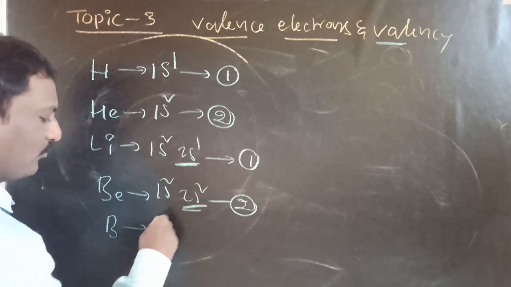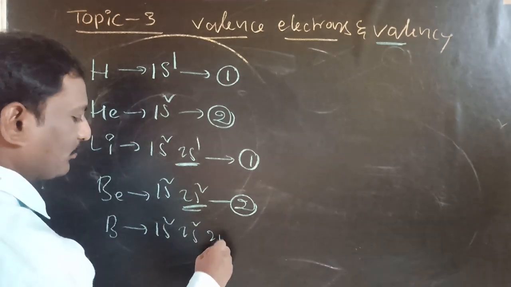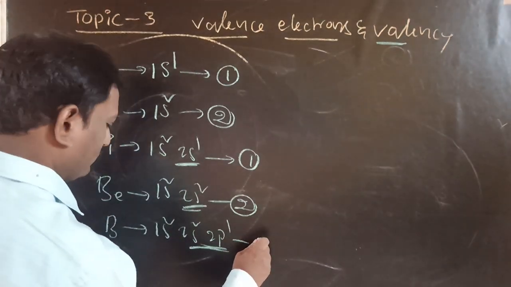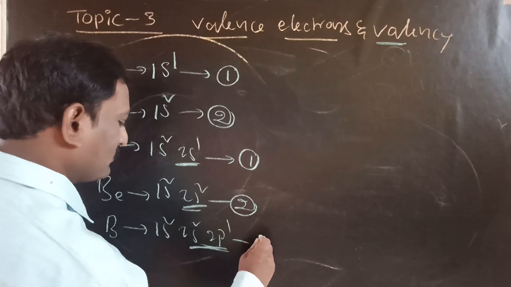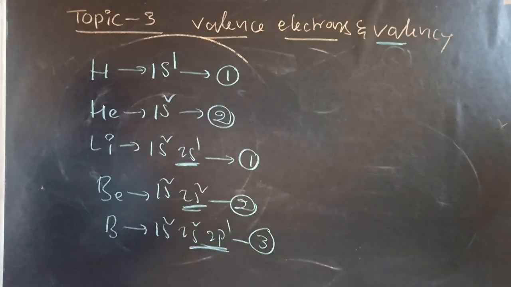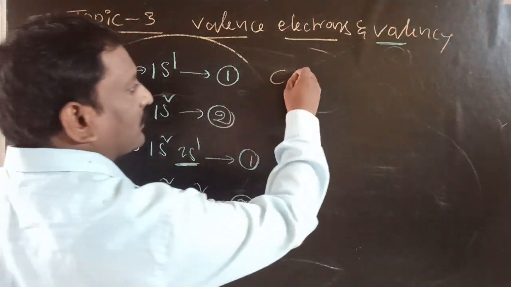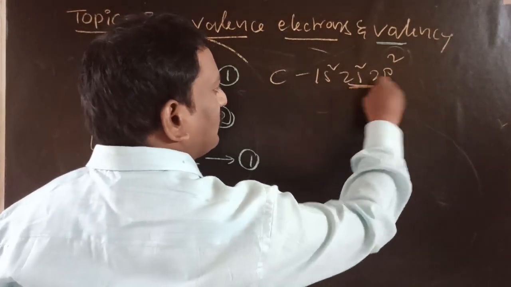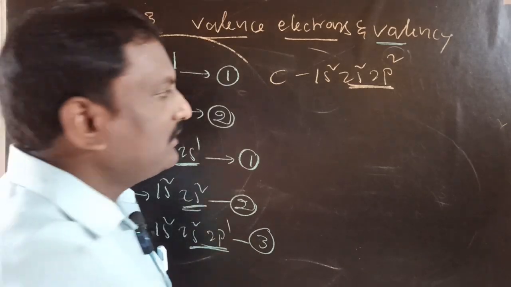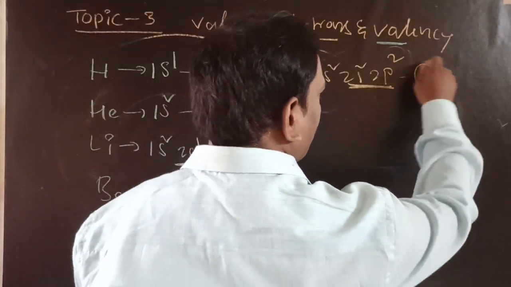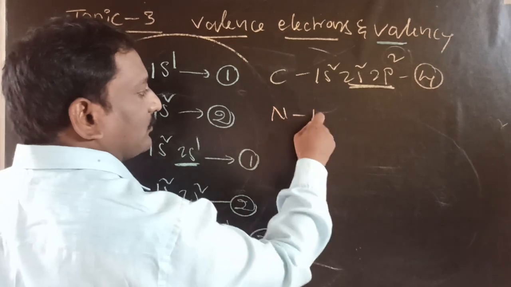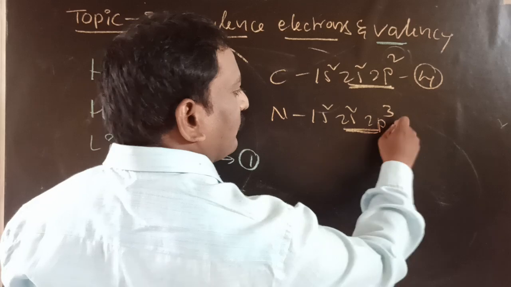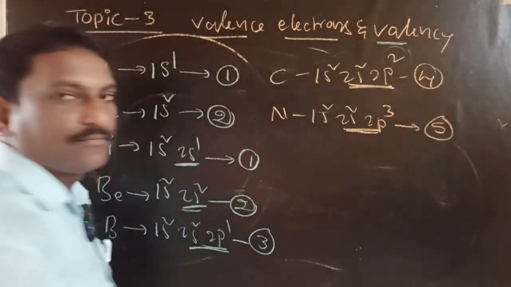Boron 1s2, 2s2, 2p1. So first shell, second shell. Valence electrons 3. Next, carbon 1s2, 2s2, 2p2. Valence shell, second shell will be valence shell, so 4 valence electrons. Nitrogen 1s2, 2s2, 2p3, 5 valency electrons.